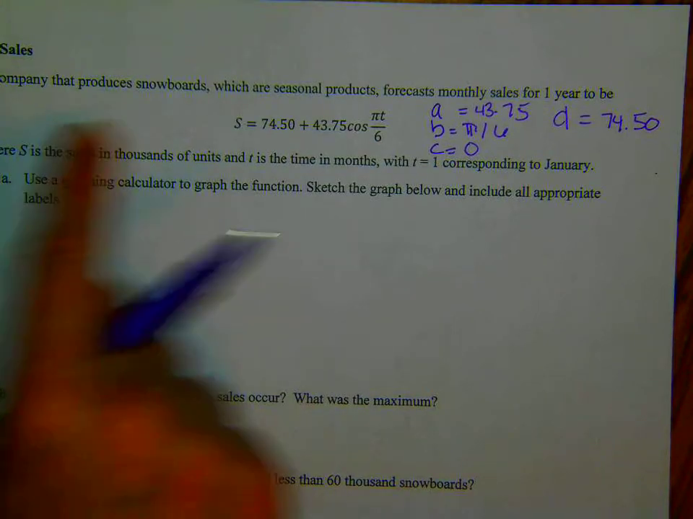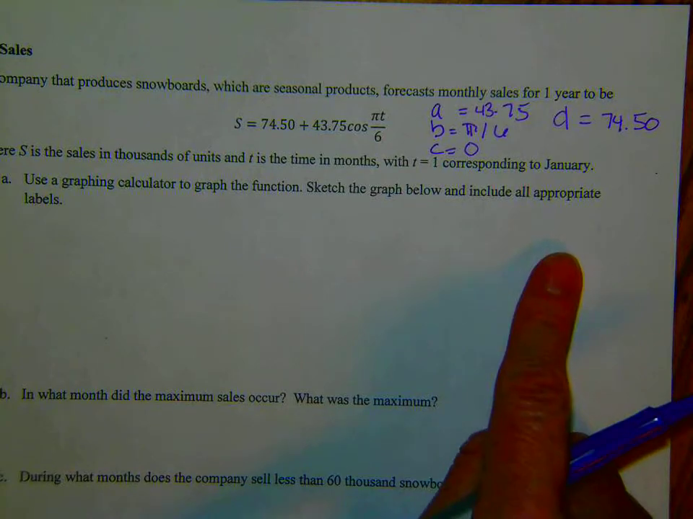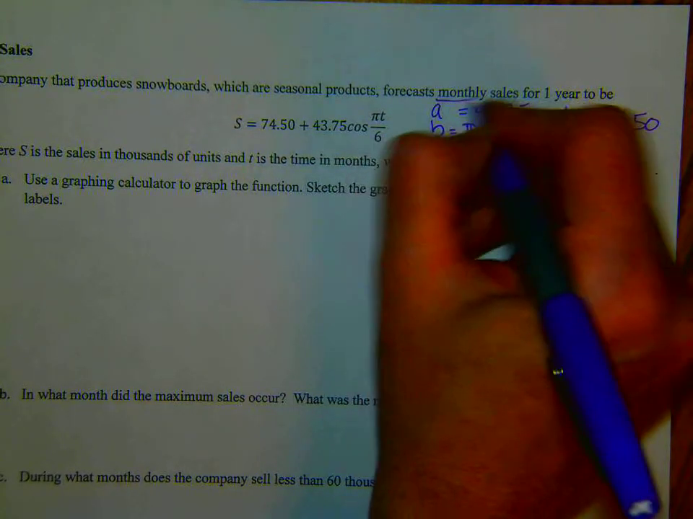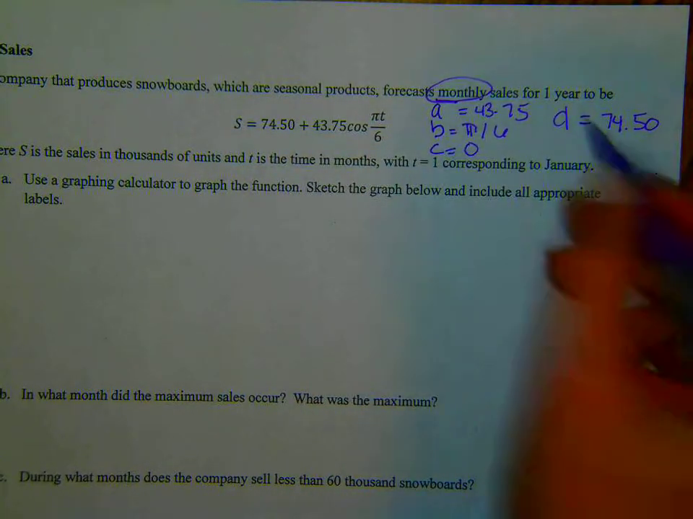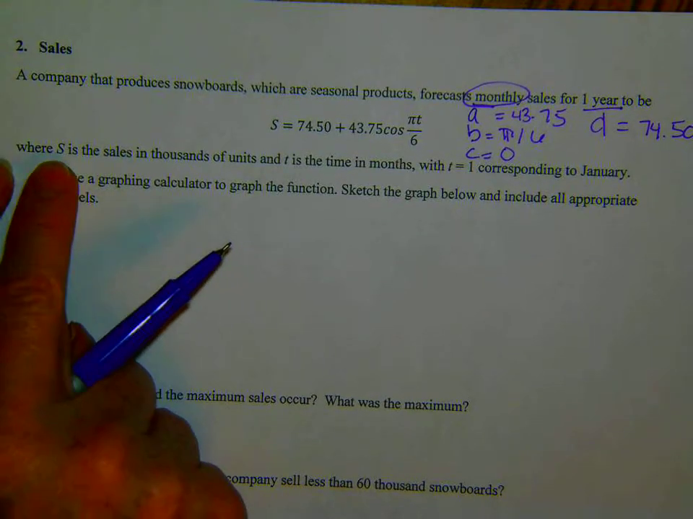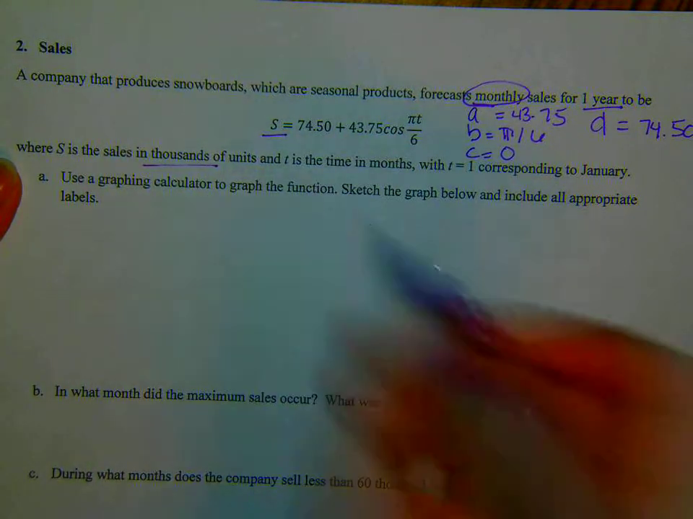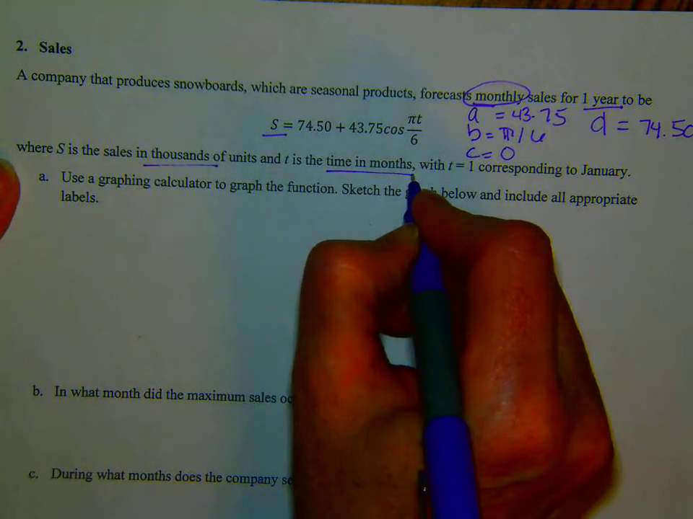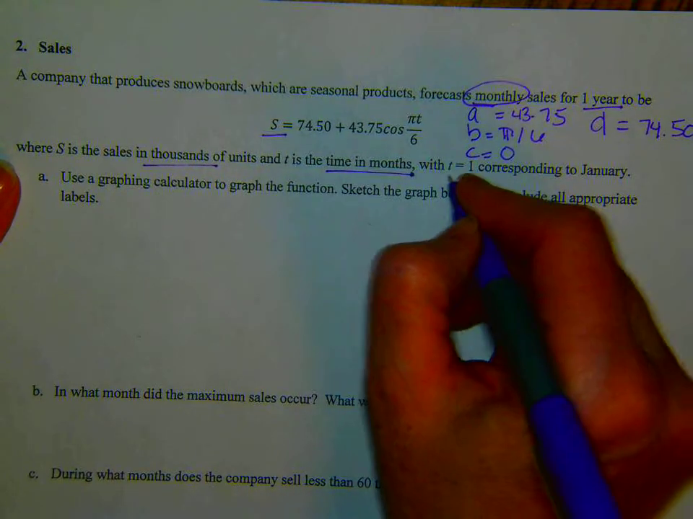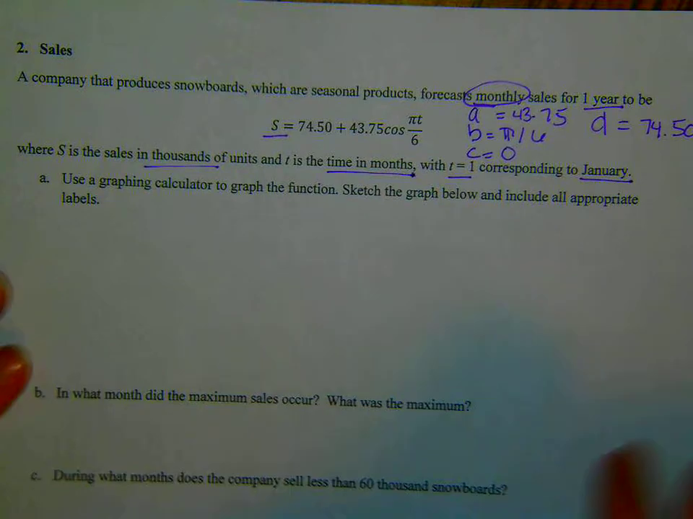A company produces snowboards, which are seasonal products, forecasts monthly sales. So let's circle the word monthly. So we're going to do this in months for 1 year, where S is the sales in thousands of units, and T is the time in months. So we're getting our X and our Y, where T equals 1 corresponds to January. Okay, got our big facts.